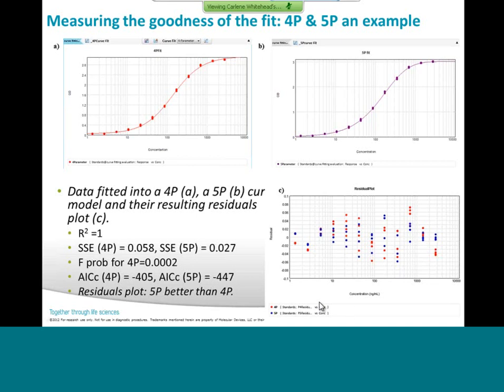So here, if you look at the residuals, my 4-parameter curve fit is the red dots and the 5-parameter curve fit is the blue dots. You can see that both models describe the data well because they are randomly distributed around the 0 line. However, the blue dots are much closer to the 0 line than the red dots, and therefore the relative error is lower for the 5-parameter curve fit than for the 4-parameter curve fit.